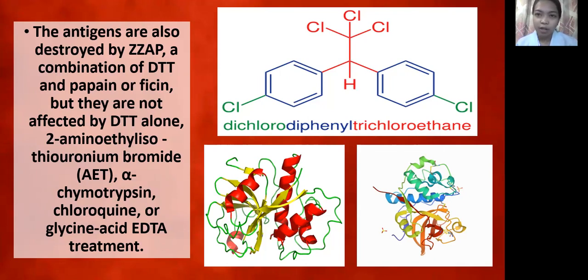You can see on the picture here the chemical formula for DTT, and also the picture with green and red spiral shapes. This is the papain and the other one is the ficin.